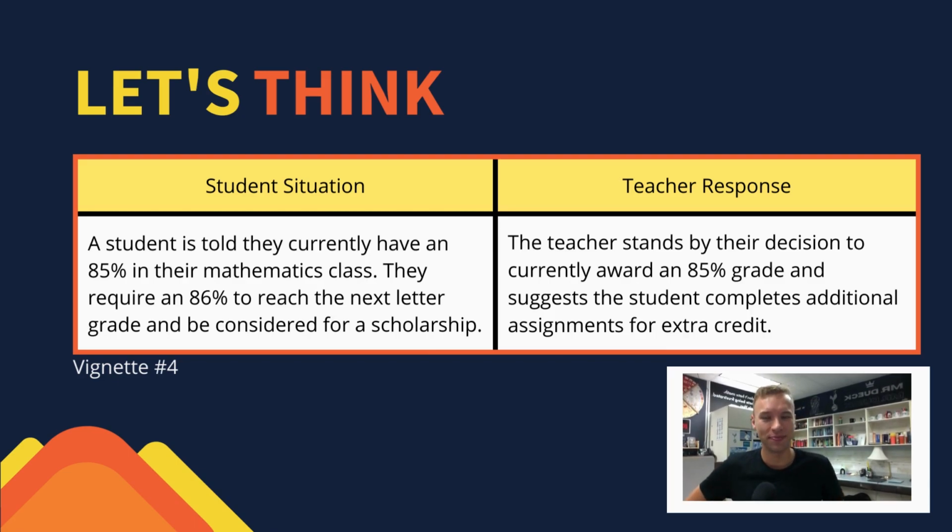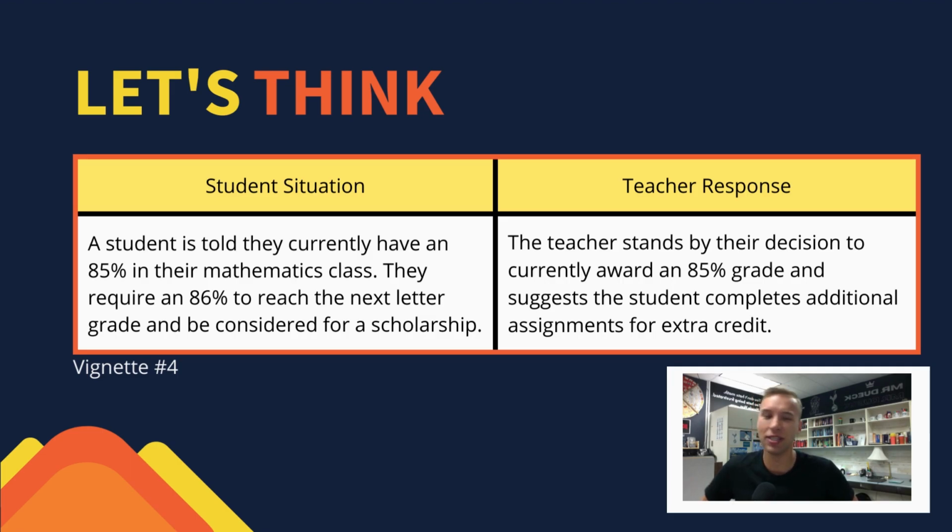Okay, let's think. Here I have a student situation and a teacher response. So a student is told that they currently have an 85% in their mathematics class. They require an 86% to reach the next letter grade and be considered for a scholarship. This happens all the time in high school. Oh, I need an A to get into this school. Or if you're teaching IB, I need IB 7. Could you predict me a 7?